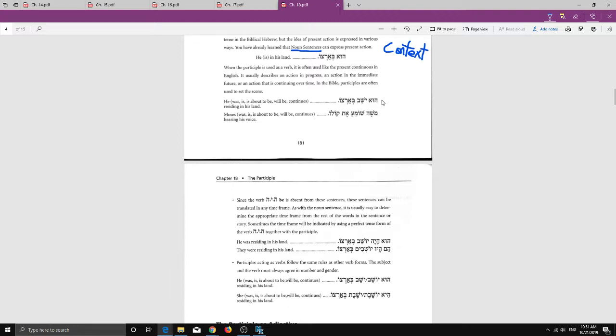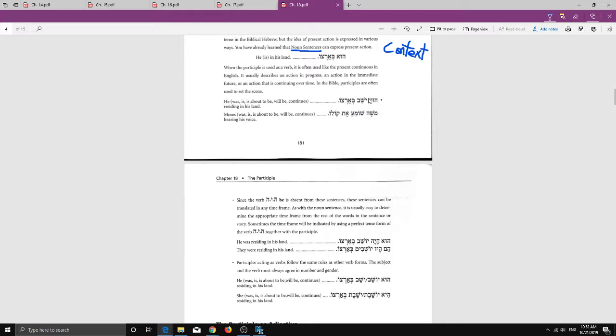So here's some examples of this. Hu yoshev. Notice there's something going on here as well. If you remember from earlier in our textbook, whenever we have a sheen here, sometimes a holam will get absorbed into that mark that distinguishes the sheen from the seen. So there is a holam here, yoshev. So hu yoshev ba'aretzo. He, literally, just maybe residing in his land. So we might say he is residing in his land.